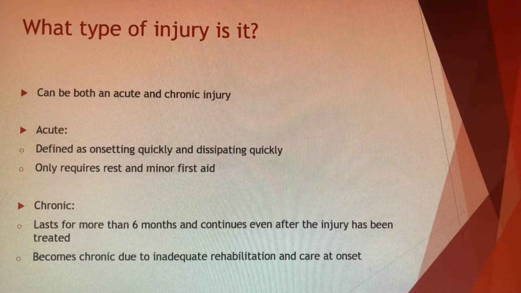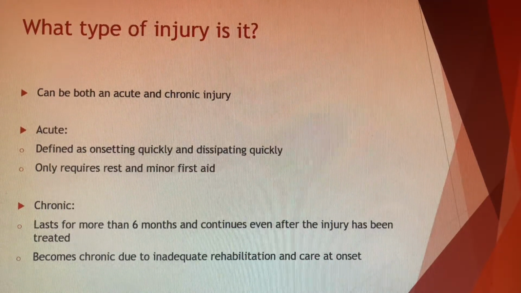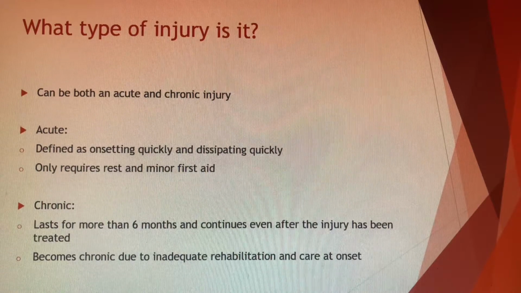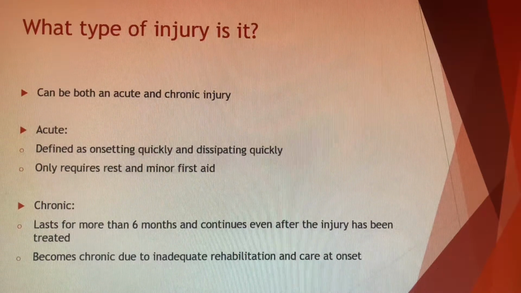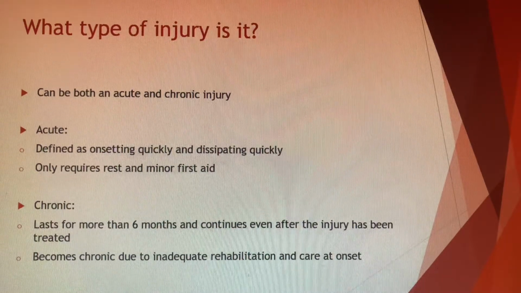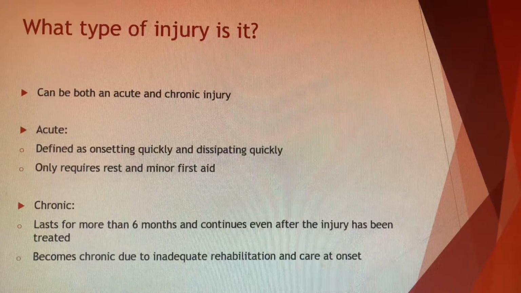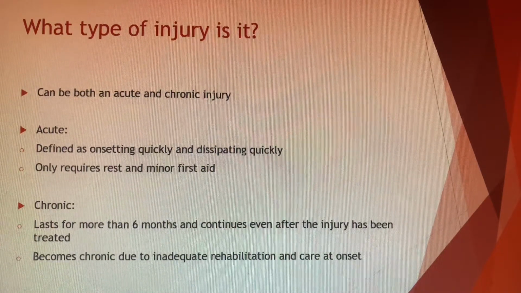What type of injury is the adductor or groin strain? Groin strain can be both acute and chronic and depends on the extent of the damage which is caused. Acute pain is defined as onsetting quickly and dissipating quickly, whereas chronic pain is determined to last for more than 6 months and continues even after the injury has been treated.